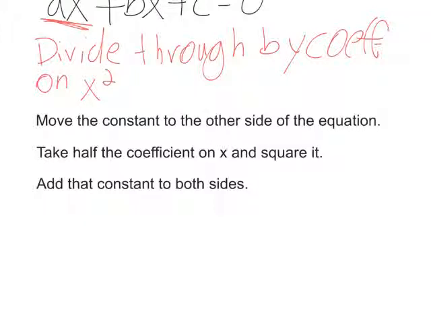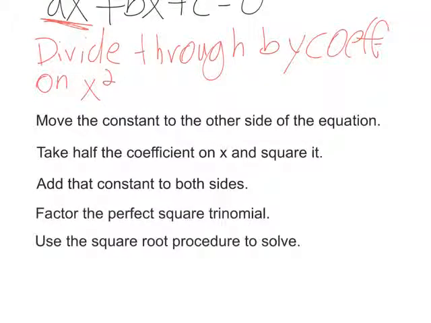And then once we get that form, we can use the square root procedure to finish the problem. Okay, so still a couple of steps left to do. We factor the perfect square trinomial, then we use the square root procedure to solve. So those are your steps. 1, 2, 3, 4, 5, 6 different steps that you're going to put in that list right there.